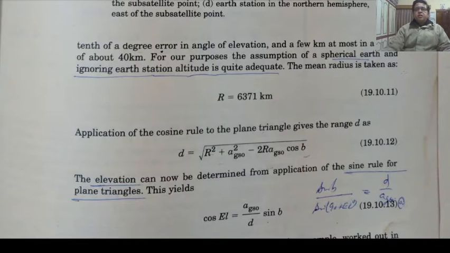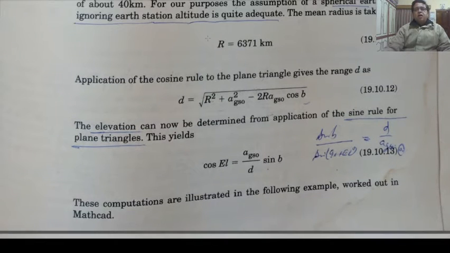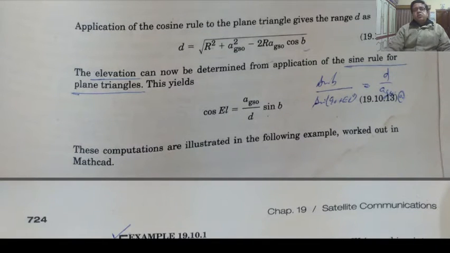The mean radius is taken as R equals 6,371 km. Applying the cosine rule to the plane triangle, the range d equals the square root of R squared plus a_GSO squared minus twice R a_GSO cos b. The plane triangle property you are all familiar with and you have used many times in your calculations.